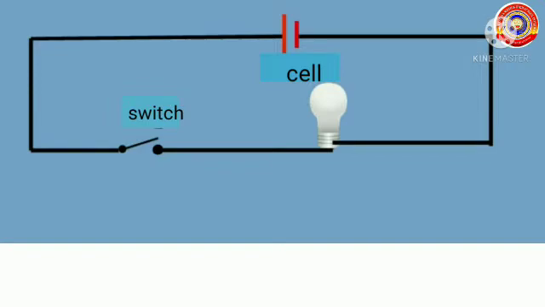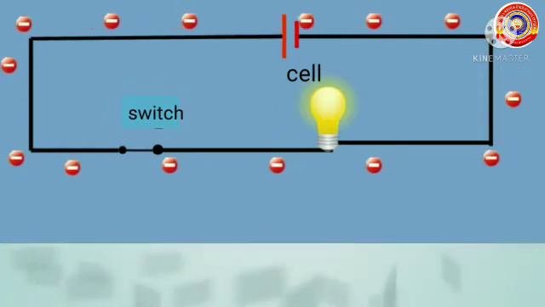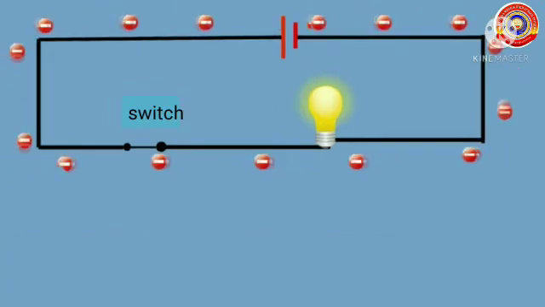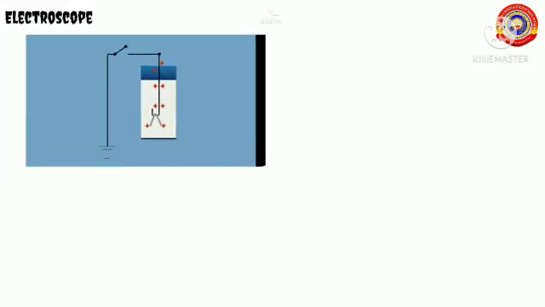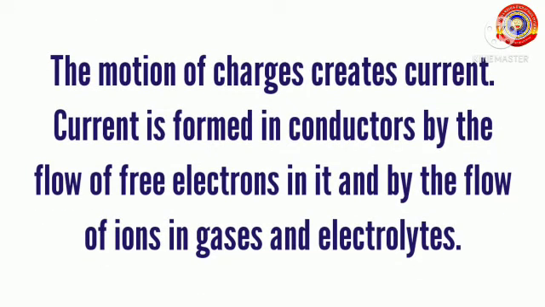Let's observe another simple circuit with a cell, a bulb and a switch. Will the flow of electric current be sustained in the circuit when it is switched on? The answer is yes. If we switch on the circuit, the electric current will be sustained. So what difference is there in the flow of current in both circuits? In the first circuit, there is a flow of charge for a short interval of time and there is a continuous flow of charge in the second. So the conclusion is the motion of charges creates current. Current is formed in conductors by the flow of free electrons in it and by the flow of ions in gases and electrolytes.